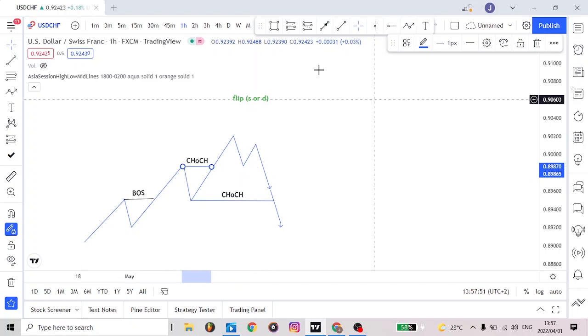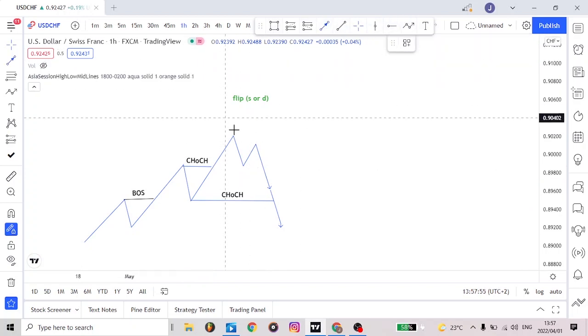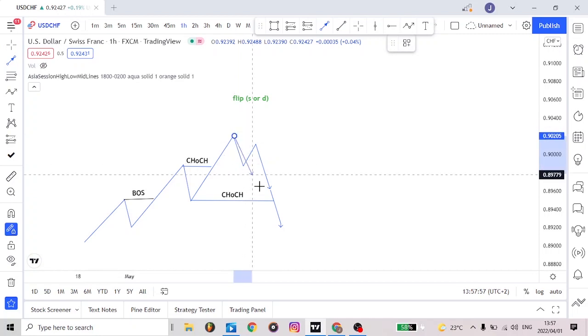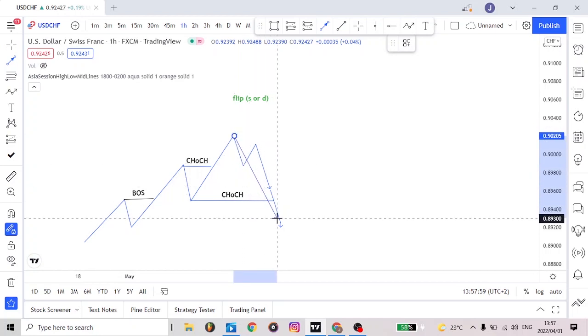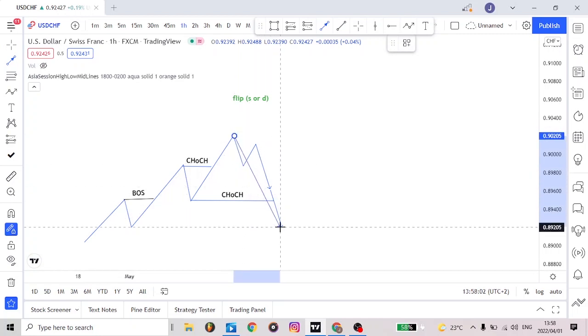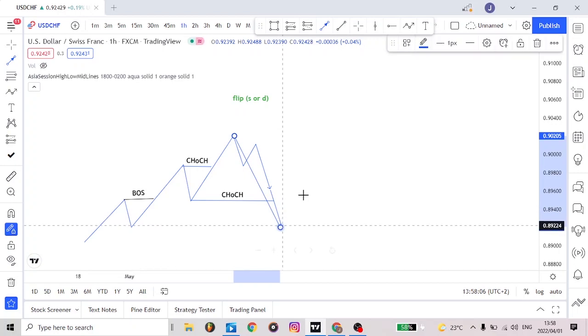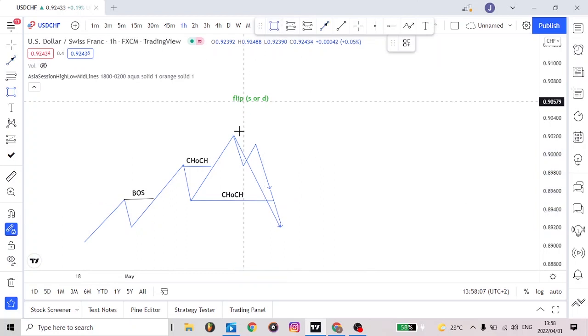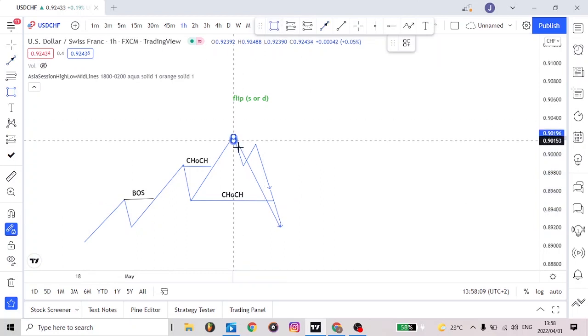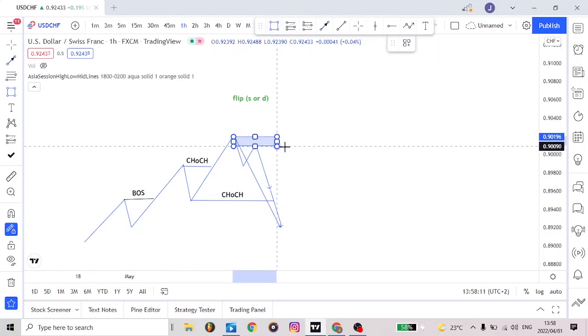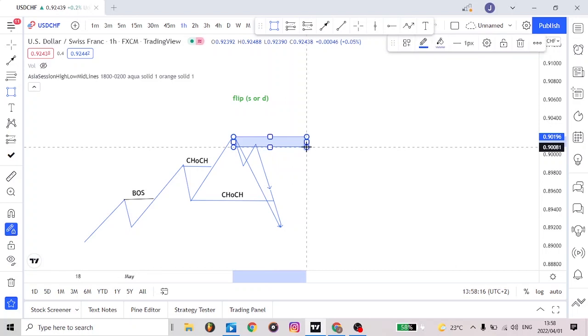What's going on here? Initially, if we had a move straight from the highest high all the way breaking this structure here, creating a change of character, we would expect our demand zone or our order block, which is going to push the market down, to be around this point. That's what we would expect.